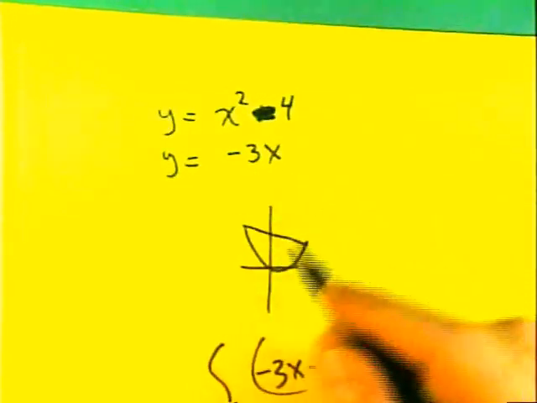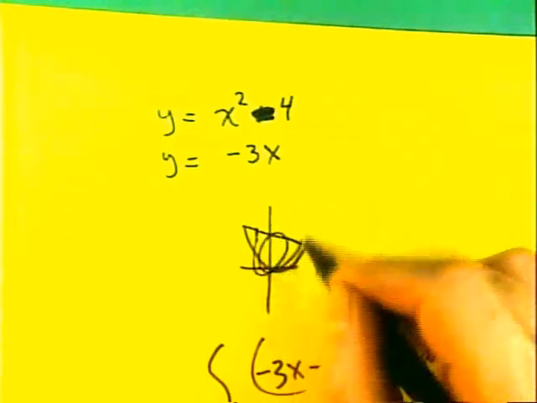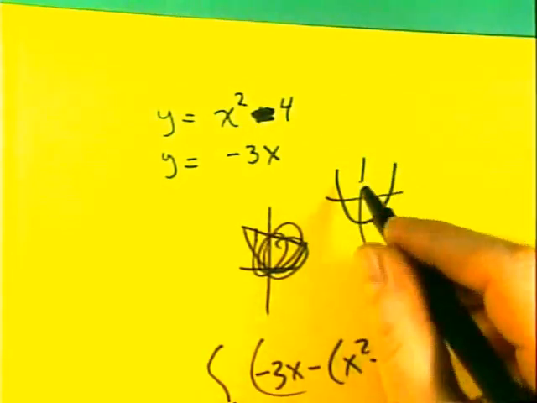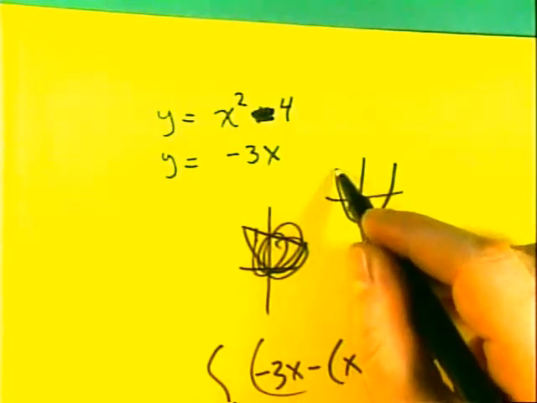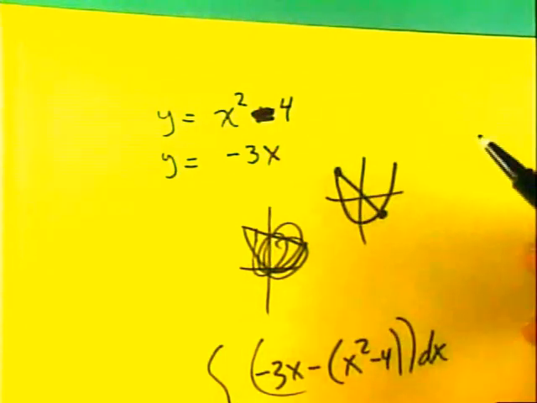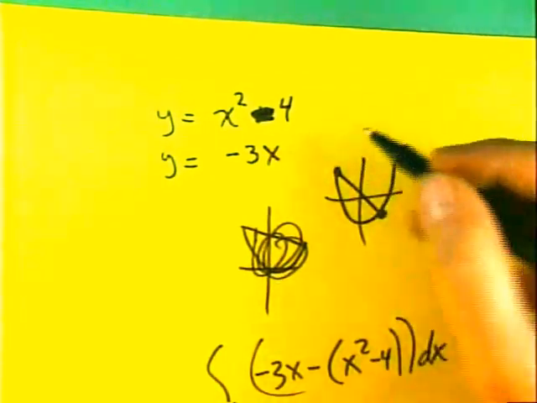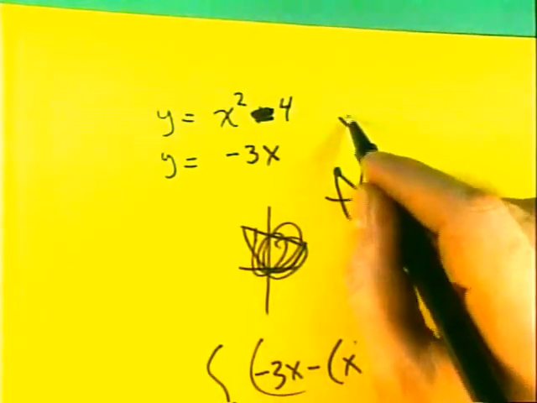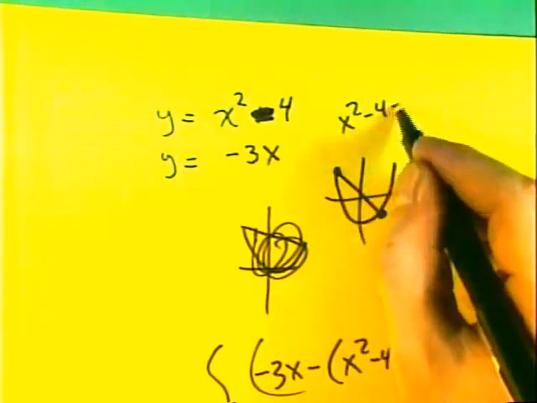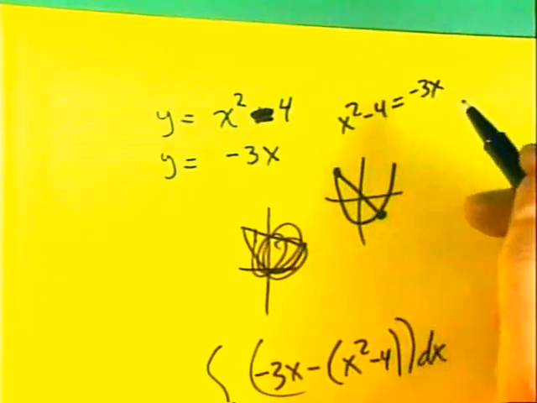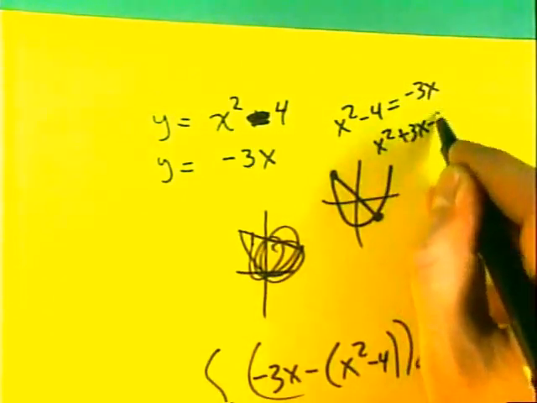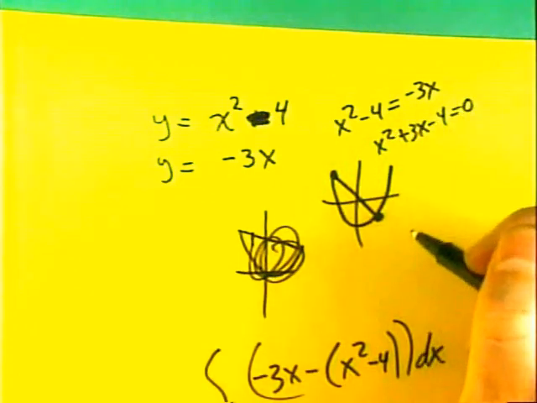Okay, and now, to find the points where they do meet: x squared minus 4, I know it looks like this, and I know negative 3x looks like this. So where are the points that they meet? How would you find that? You set them equal to each other. Good, Candace. And then it's x squared plus 3x minus 4 is equal to 0. And then what do you do from there?